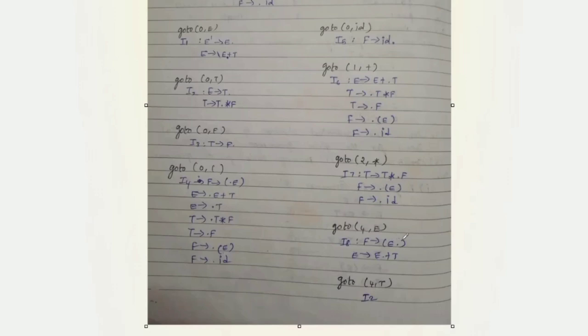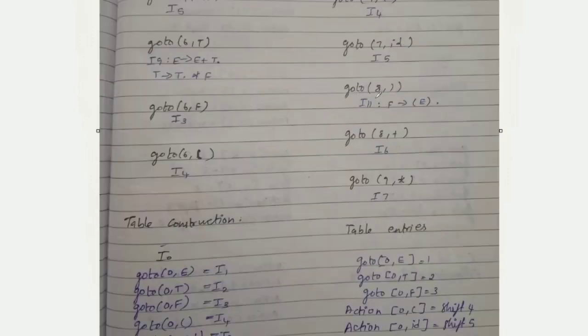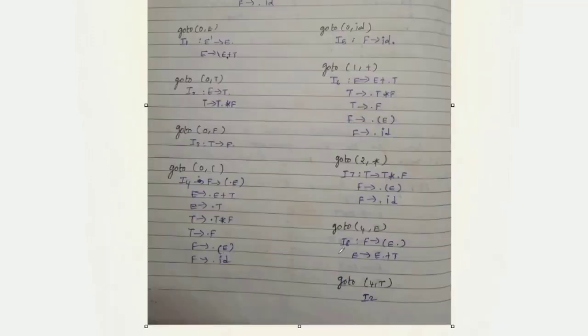We move dot the symbol name close bracket. You will get the production F tends to open bracket E close bracket dot. So the transition go to 8 comma close bracket is going to be F tends to open bracket E close bracket dot. This is a new production. There is no repetition. We name it I11.